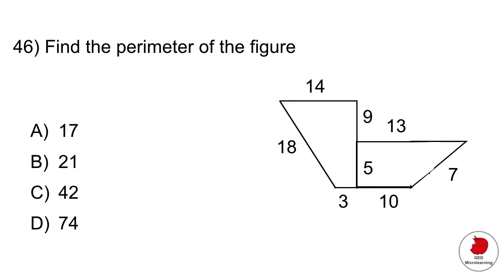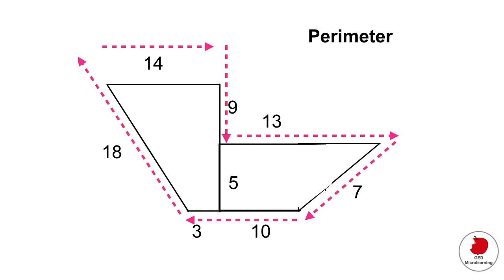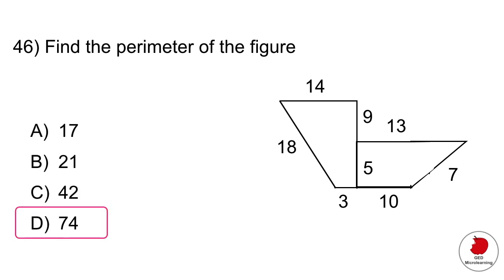Okay, question 46 asks you to find the perimeter of a figure. Okay, so first of all, let's remind ourselves what a perimeter is. So a perimeter is the distance around a figure. So basically you have to add this side plus that side, that side, that side, and that side. Okay, so all you have to do is take all those numbers together and add them together, and that gives you the perimeter, which is 74, option D.